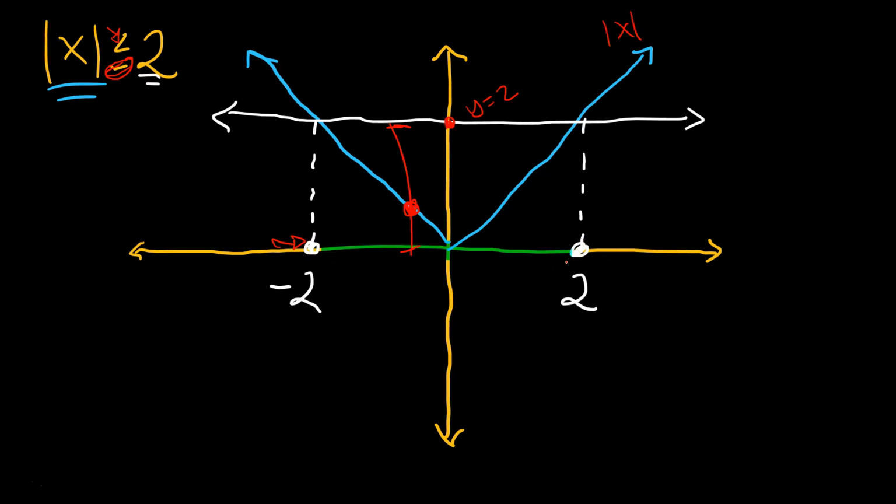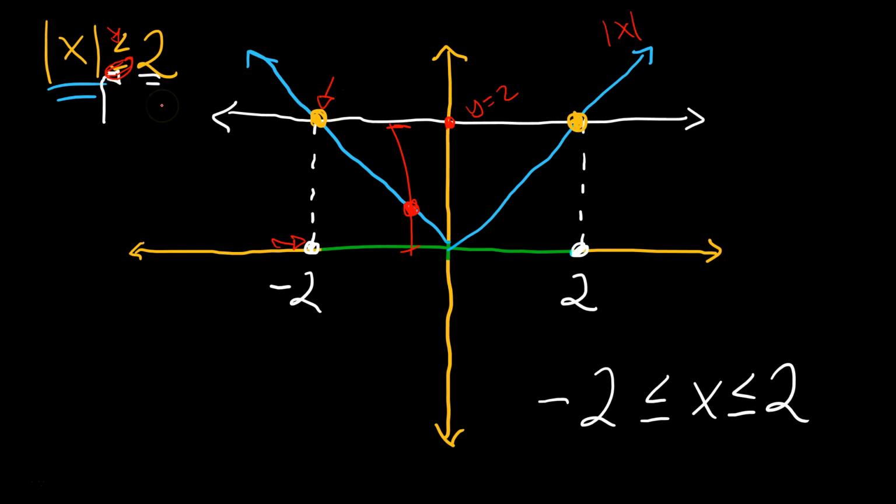So that means if this is negative 2 and this is positive 2, you would shade everything between negative 2 and positive 2. So the solution would be negative 2 is less than or equal to x, less than or equal to positive 2. And again, let me stress, right? Like this point is included, because of the equal to part, and same thing with the other dot on the other side. So that's how you do this one.